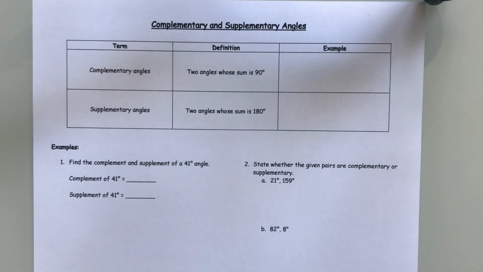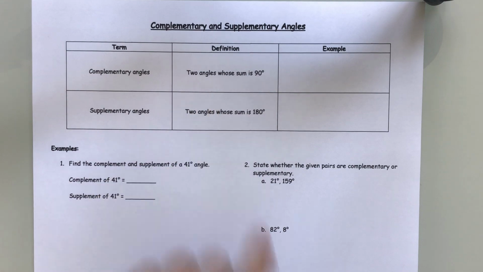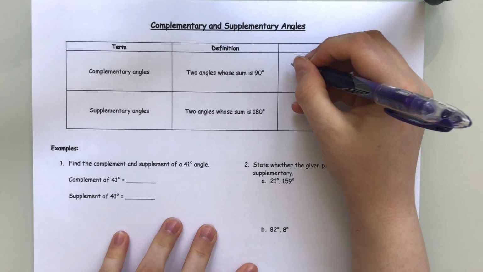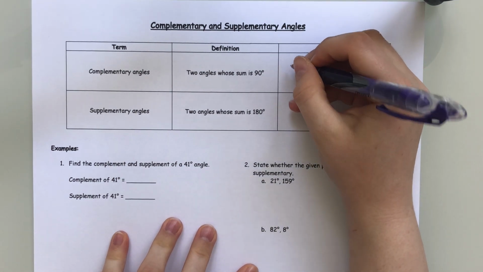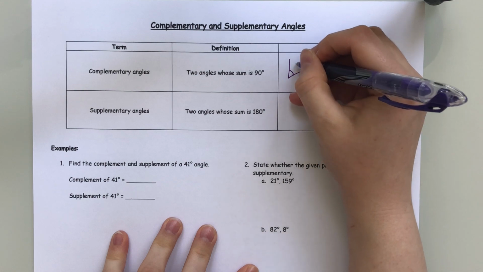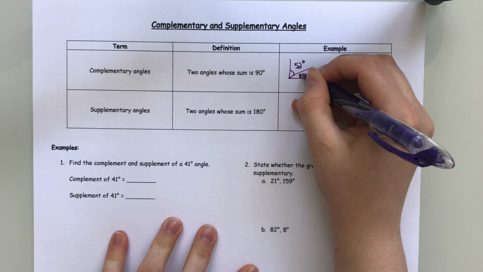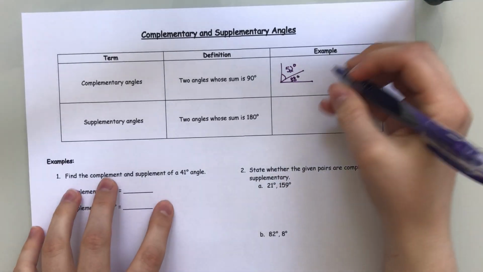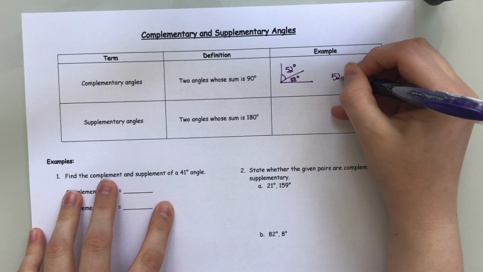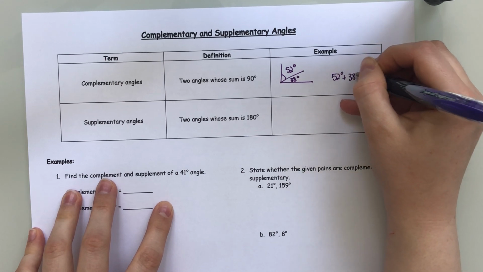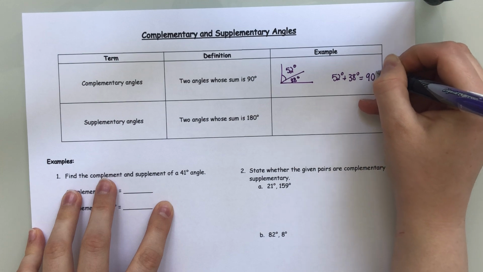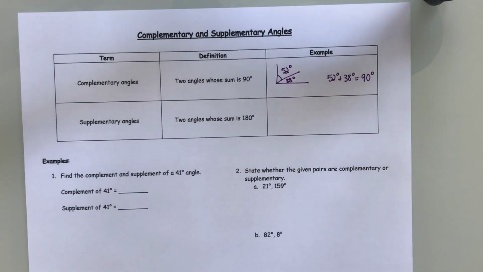Okay, we're going to continue our geometry unit this week, and we are talking about complementary and supplementary angles. So complementary angles, those are two angles whose sum is 90 degrees. So an example could be, let's say we had an angle that was 52 degrees. So we have a 52 degree angle. And if we had another one right here that was 38 degrees, they should add to a 90 degree angle. So let's check that. If we do 52 plus 38, we would get 90 degrees. So these two angles are complementary.